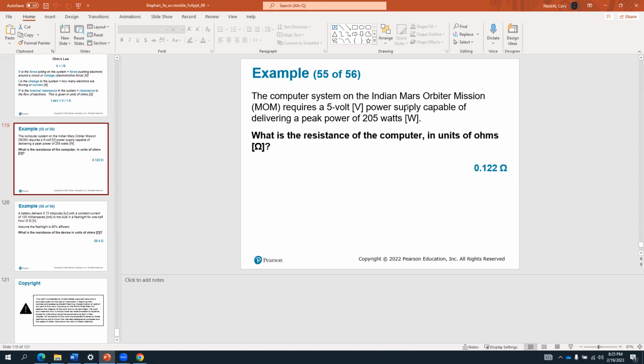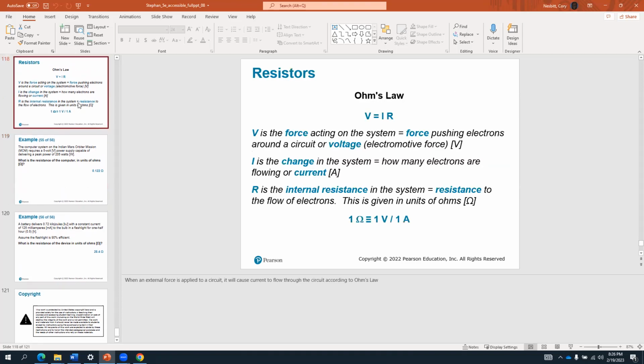Let's look at an example. So we got the computer system on the Indian Mars Orbiter Mission requires a 5-volt power supply capable of delivering a peak power of 205 watts. And it asks, what is the resistance of the computer in units of ohms? So what do we know? We know we have power, we have voltage, and they're looking for resistance. What do we know resistance is? Well, we just stated what resistance is.